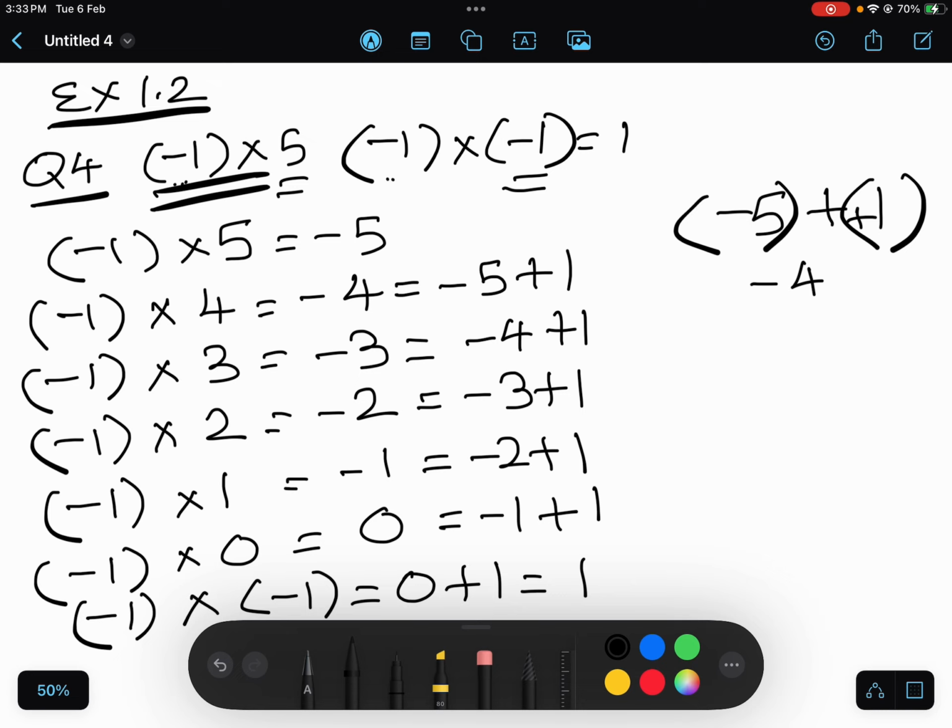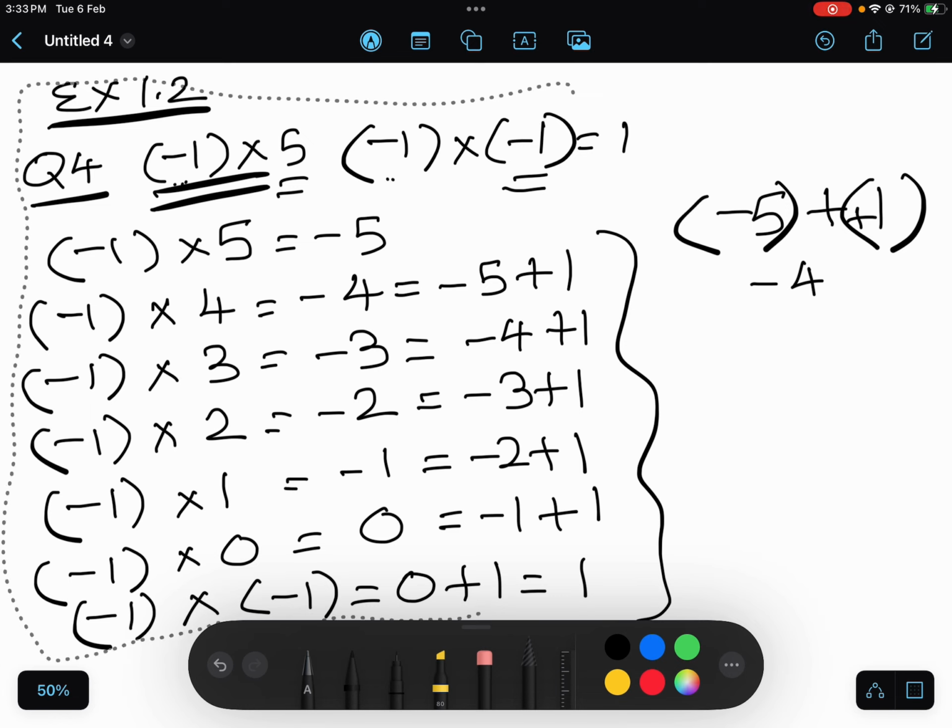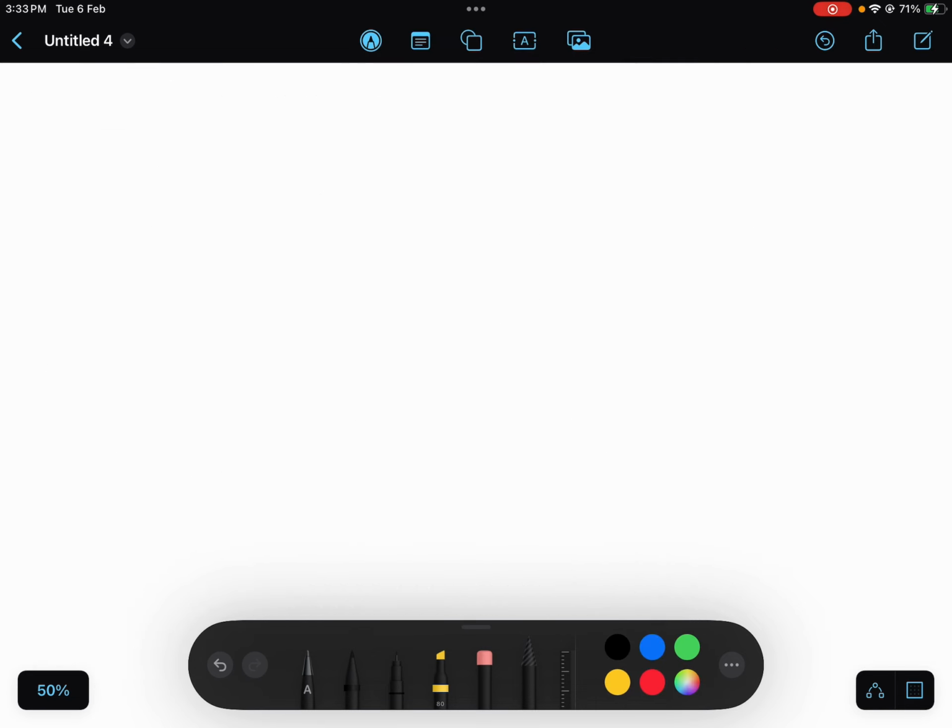We cannot write it directly because they told us to show some pattern and write various products. So you have to follow this method only. Just if you write -1 into -1 is 1, you will not get the marks. So follow all these steps, find a pattern and then with that pattern find out what is -1 into -1. It is +1.